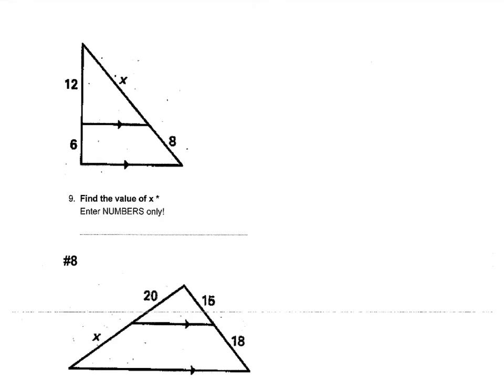We need to find the value of X. So we can figure out how long that is. We're going to set up a proportion. I'd probably say 6 over 18. How did I get 18, you might ask? I added these two together.